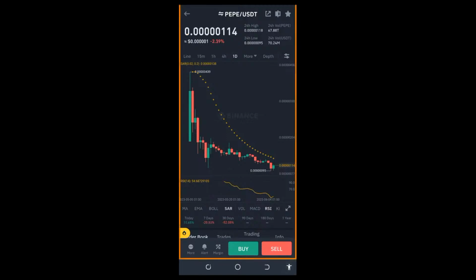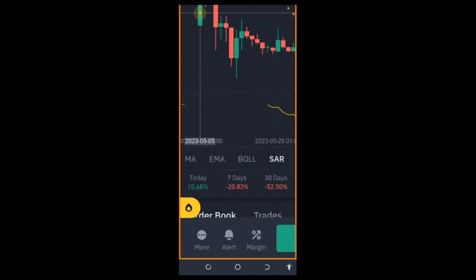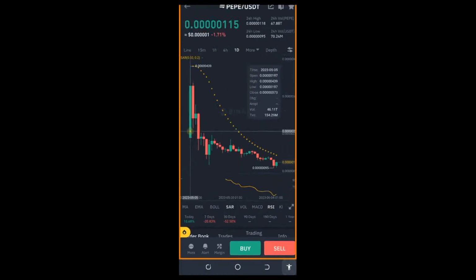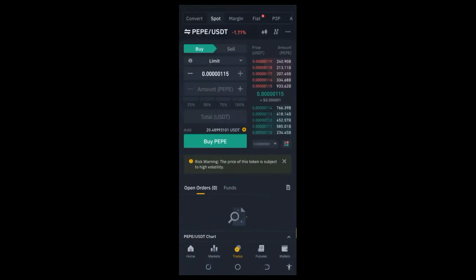Let me check when this one listed. You can see the big pump, right? This was listed on the 5th of May, right? And as we're doing this recording, this is the 6th of June, just about a month ago. So it's still a new, fresh coin in the space.